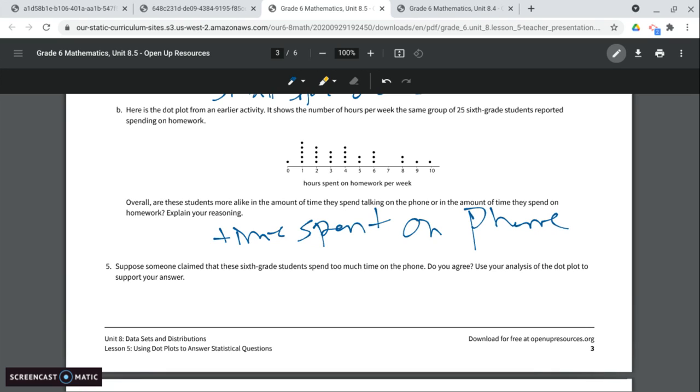All right, and last, number 5. Suppose someone claimed that these sixth grade students spend too much time on the phone. Do you agree? Use your analysis of the dot plot to support your answer. On average, we're saying that they spend about 9 minutes a day if they're on the phone for an hour. So 9 minutes isn't really a huge amount of time. I'd say disagree. 9 minutes a day isn't much.